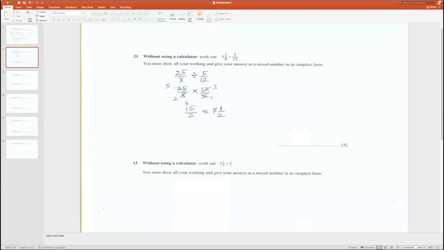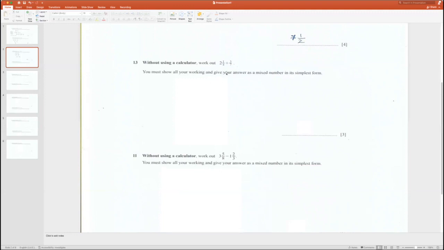Top heavy numerator is there. So we can write this as a mixed number. So 15 divided by 2, 7. Remainder is 1. We can write whole number and fraction. So 7 and a half.